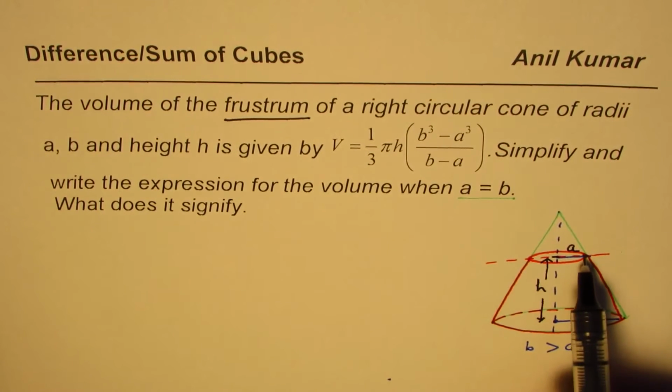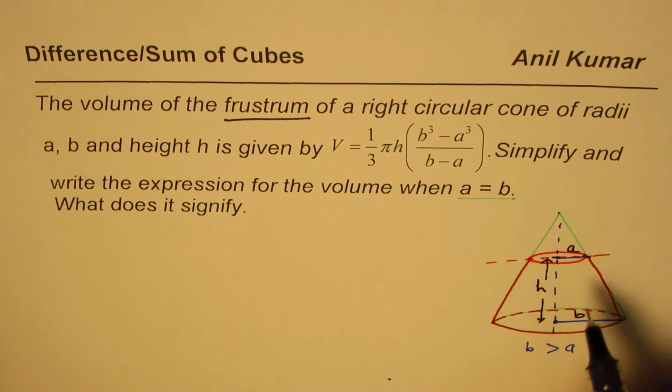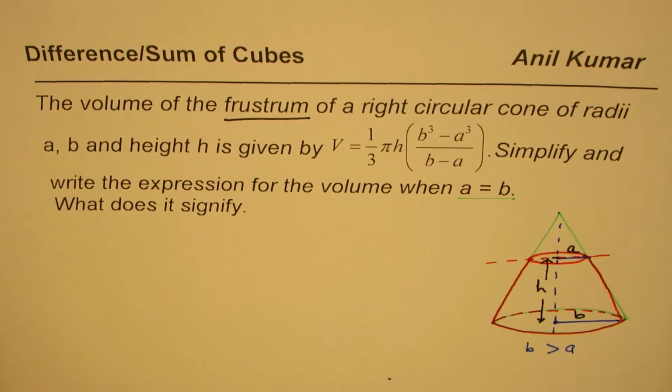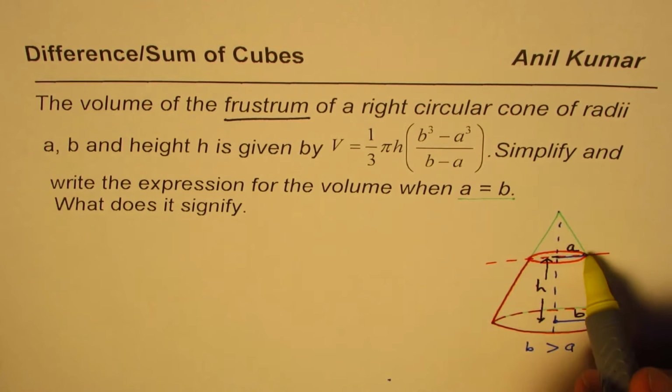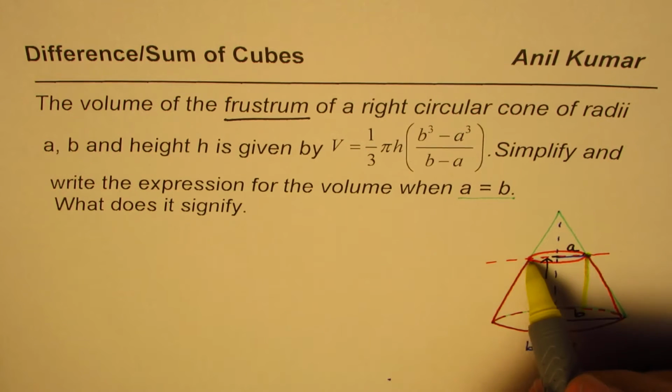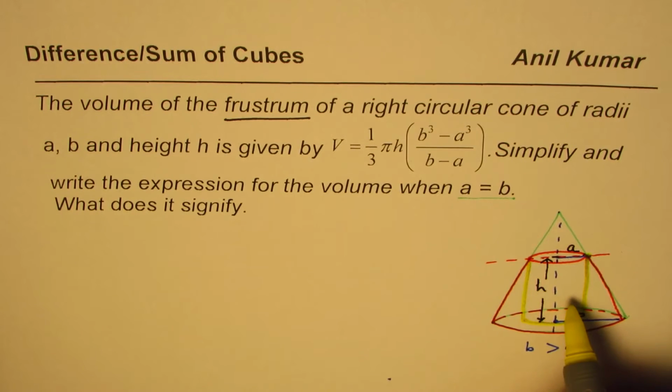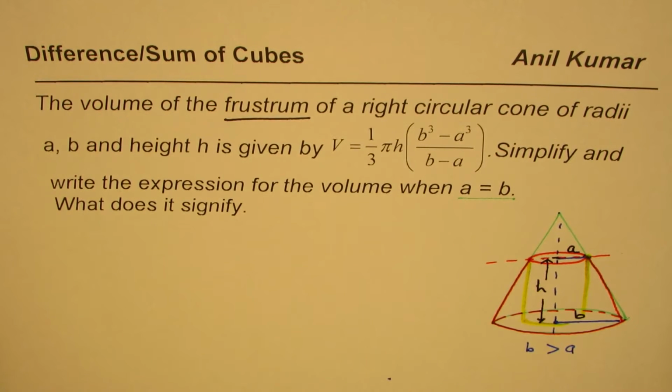It really means when these two are equal, right? So if these two are equal, let me reduce this a bit. If I do that, then I get something like this. Do you see that? So what does that look like? A cylinder, right? And you know what the volume of a cylinder is? Pi r square h. So that is what happens when you make a equals b.